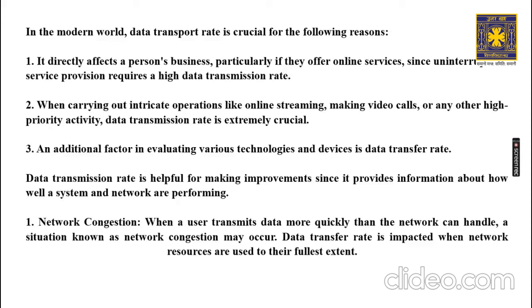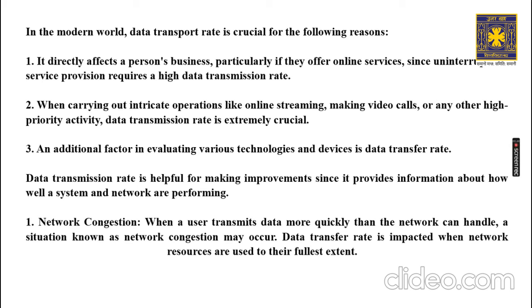So when carrying out intricate operations like online streaming, making video calls, or any other high priority activity, data transmission rate is extremely crucial. I had already given you the example of WhatsApp. Suppose you are chatting with your friend, you might have seen that if your service is interrupted, that means if it is very slow, that means you are sending a message and for the answer you have to wait for 5 minutes, then you will not use that application because you will get frustrated with that type of service. Why might that be? Because of slow data transmission rate. So that is why data transmission rate is very important.